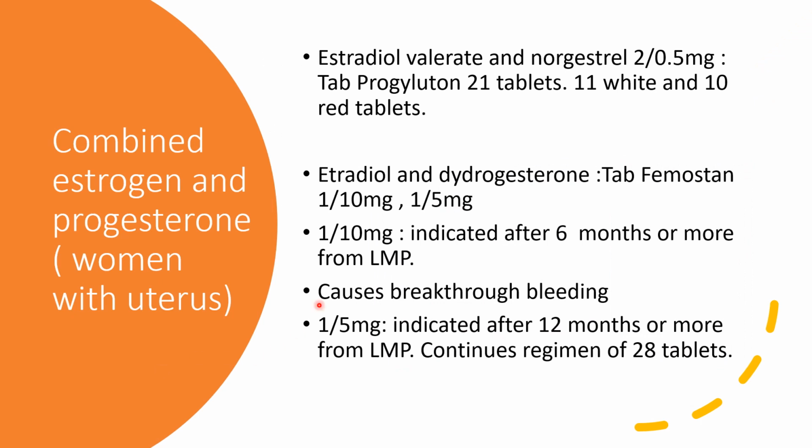Okay, now another regimen is combined estrogen and progesterone, and it is prescribed for women with a uterus. The first one is the combination of estradiol valerate and norgestrel. It is available in a strength of 2 by 0.5 milligrams. So 2 milligram is estradiol valerate and norgestrel is 0.5 milligram. The name is tablet Progylut. It has 21 tablets, 11 white tablets and 10 red tablets. This is very easily available in Pakistan again. It can be given in premature ovarian failure and to postmenopausal females if she has symptoms.